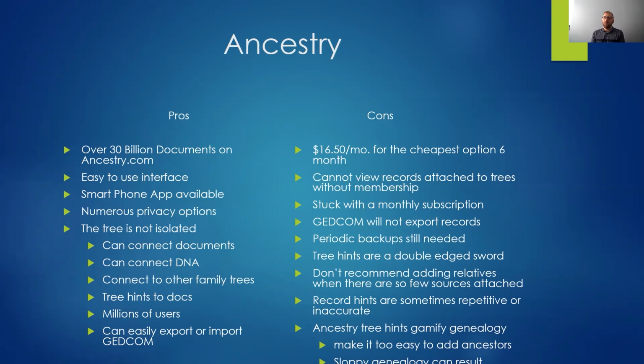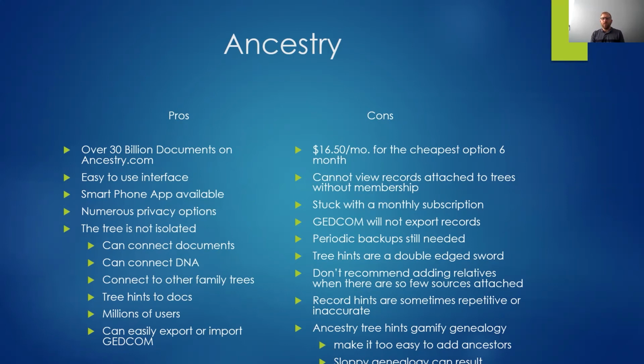I find personally that the tree hints are a double-edged sword. Yes, you can definitely find more documents with the suggestions, which are automated, and you can definitely go back farther on your family tree. But they're not always accurate, and you need to do your own research. And I think that sometimes Ancestry makes it a little bit too easy to go back too far. So that's what I mean by saying it's a double-edged sword.